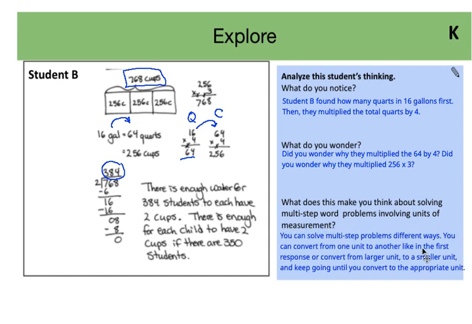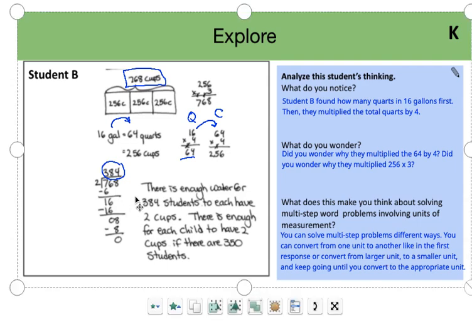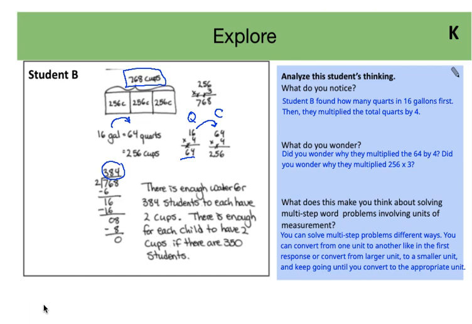Did it make you think that you can solve multi-step problems different ways? You can convert from one unit to another, like in the first response, right? We went right from gallons to cups. Or you can go from a larger unit to a smaller unit and keep going until you convert to the appropriate unit. Like we saw here, we went from gallons to quarts, and then from quarts to cups. So you can do it in more steps if you want to, but you can also go directly from one unit to another.